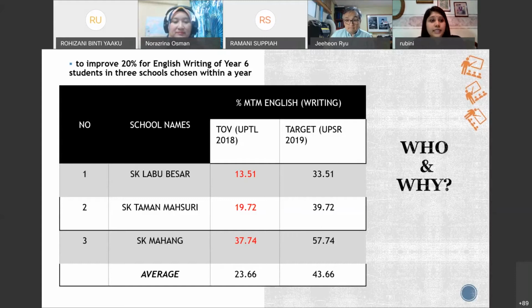So the idea is to improve English writing of Year 6 students in the three chosen schools by at least 20% within a year. That is the TOV. The TOV is basically below the passing mark, which is 40, and on this side is the targeted.